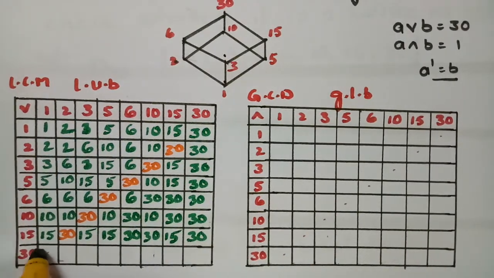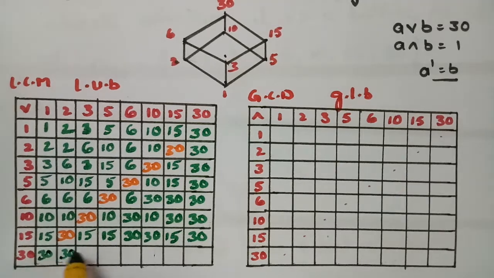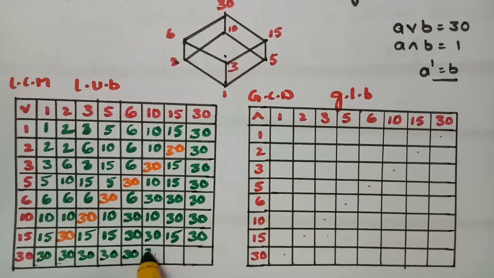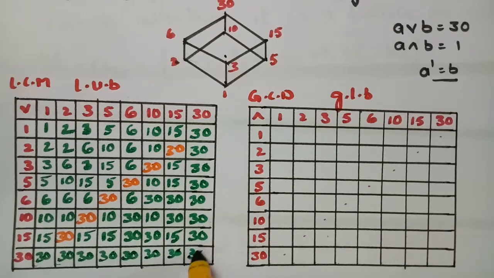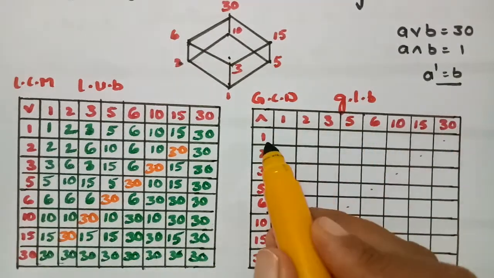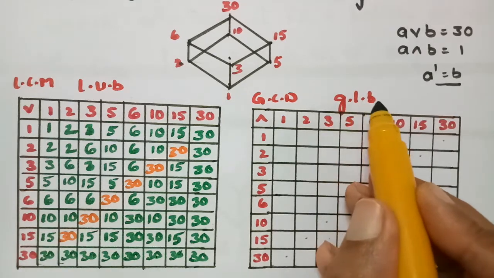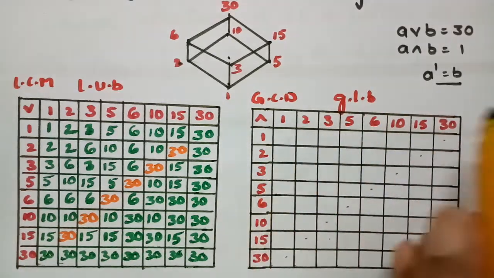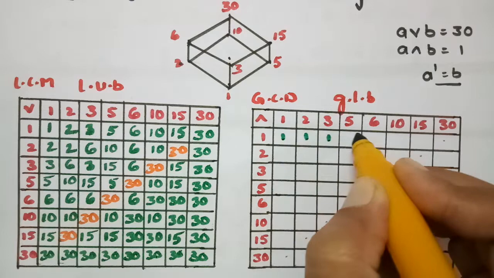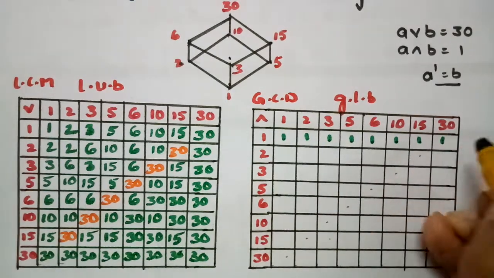So this is the least upper bound. So this is 30, this value is 30, 30, 30, and 30. So among all these, the lower bound among all the elements is 1. See here, as you can check also.